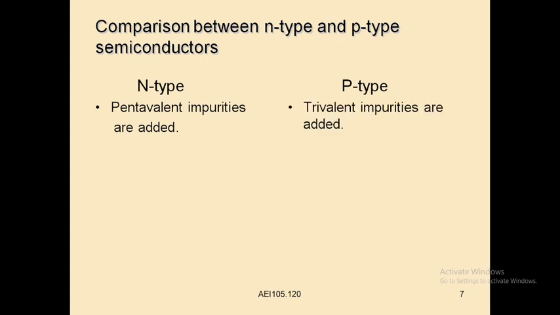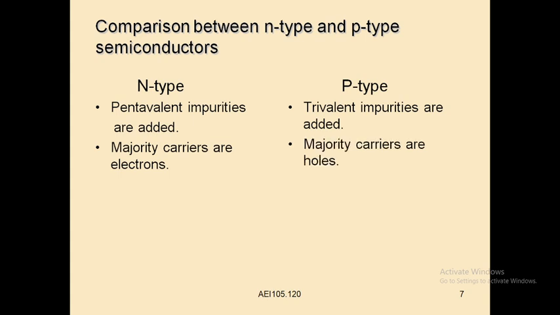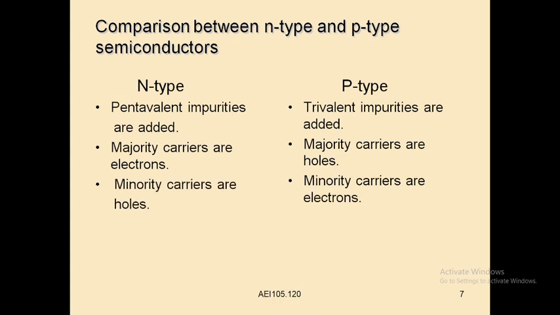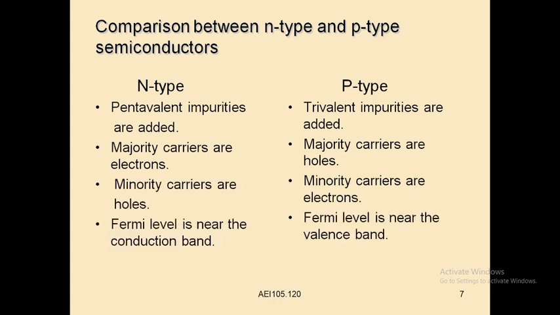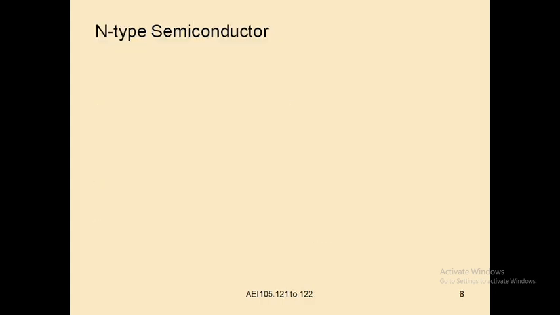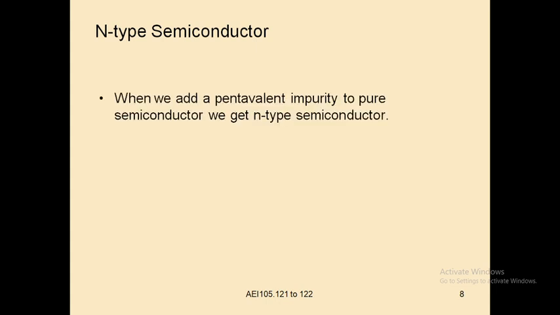While coming to N-type and P-type semiconductors, we have a few comparisons. N-type semiconductors have pentavalent impurities and P-type have trivalent impurities. Majority carriers are electrons in N-type, and majority carriers are holes in P-type. Likewise, we have different comparisons between N-type and P-type semiconductors. First of all, we are going to learn about N-type semiconductors.